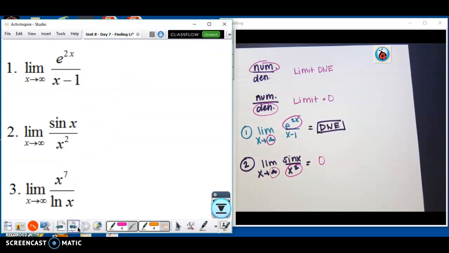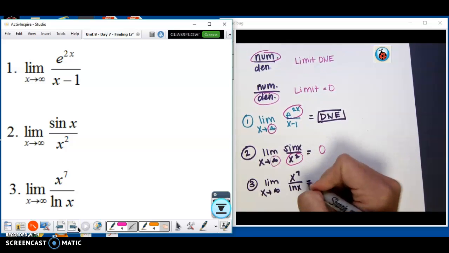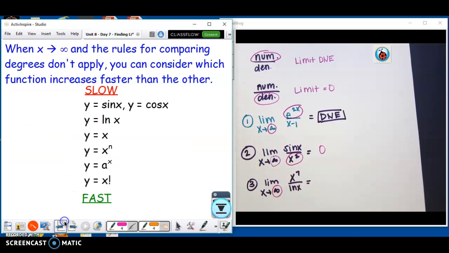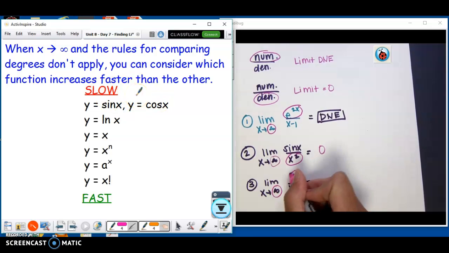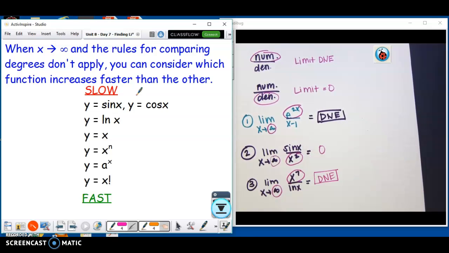And then the last one we have, the limit as x approaches infinity. And guys, these can work for negative infinity or positive infinity, doesn't matter. X to the 7th over ln of x. So we have the limit as x approaches infinity, so we can't just plug in. Because these are two different types of functions, we're going to have to see which one overtakes. ln is very slow, like sine and cosine, so x to the 7th is going to overtake. If the numerator overtakes, that means it's going to be does not exist. Alright.